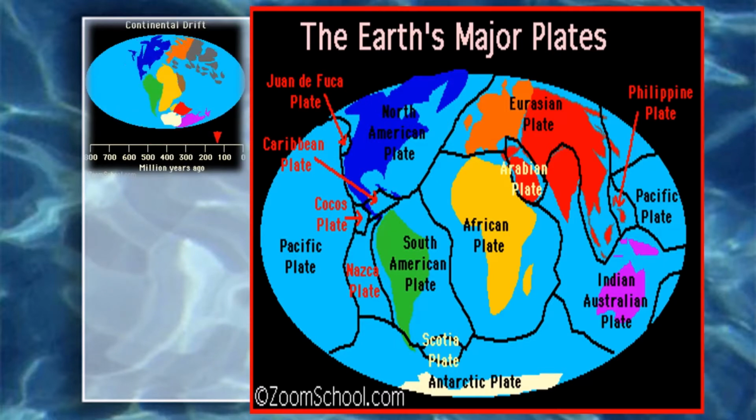There are also numerous small plates, e.g., Juan de Fuca, Nazca, Scotia, Philippine, Caribbean, and many very small plates or subplates. The Juan de Fuca plate is actually three separate plates, Gorda, Juan de Fuca, and Explorer, all moving in the same general direction but at slightly different rates.